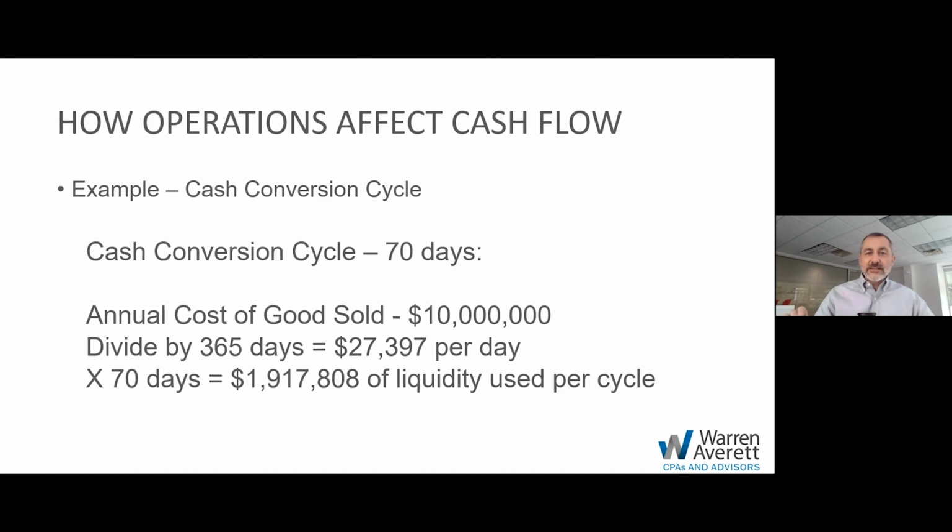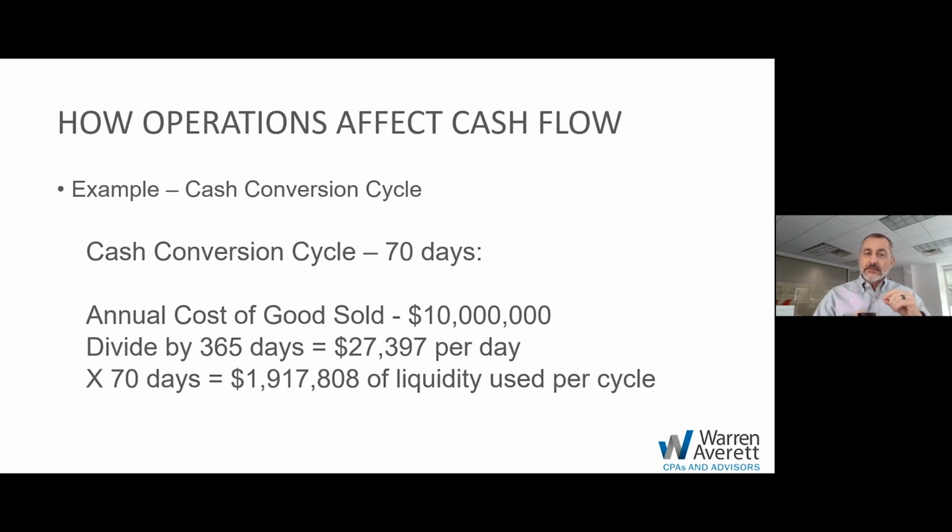So now we have a 70-day cash conversion cycle, and let's quantify what that means to the company. If a company has $10 million of cost of goods sold, we divide that 10 million by the number of days in the year, and that comes up to about $27,397 per day of cash that it costs us to cycle our goods that we resell or services that we sell through our company. And in this case, we computed a cash conversion cycle of 70 days.